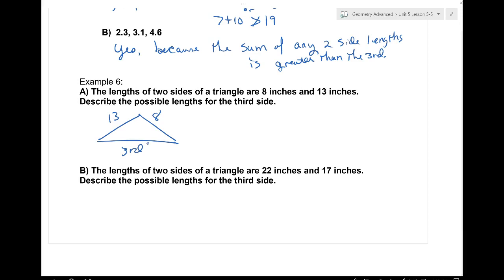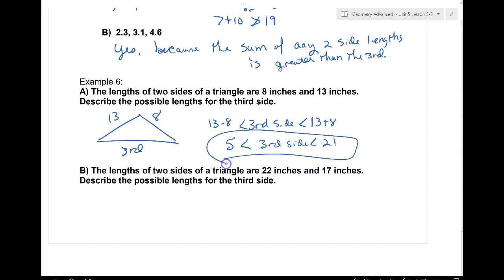Perfect. And just show me a little bit of work and you're going to be good. So guys, think about your third side. If you did it like this, show me what you added together and show me your difference. Are you guys with me on that? So that's your way of describing possible lengths. The third side is going to be between those. Are we good with that?